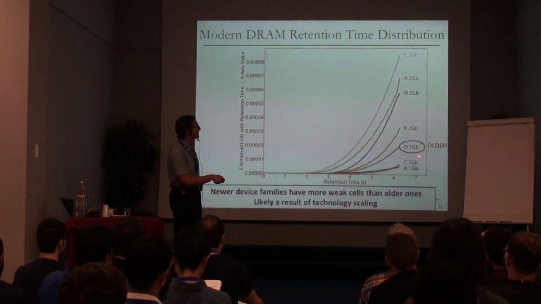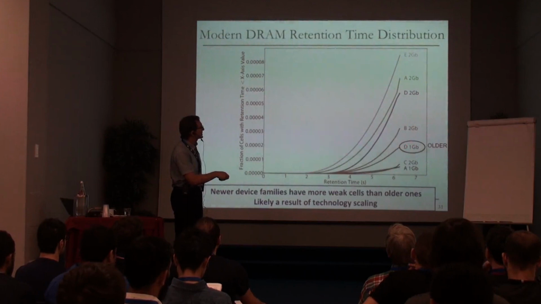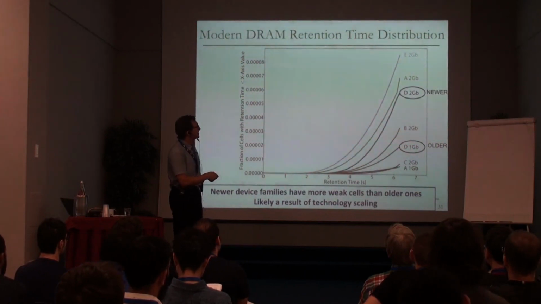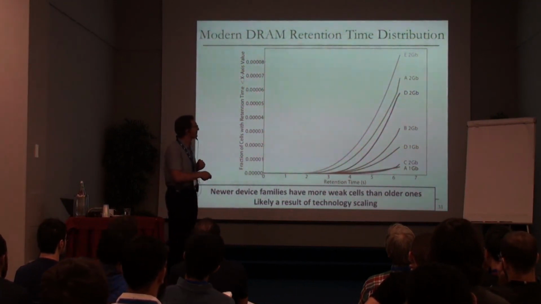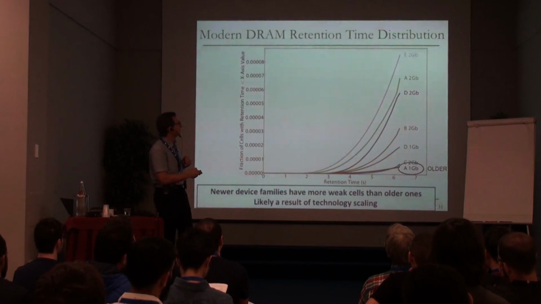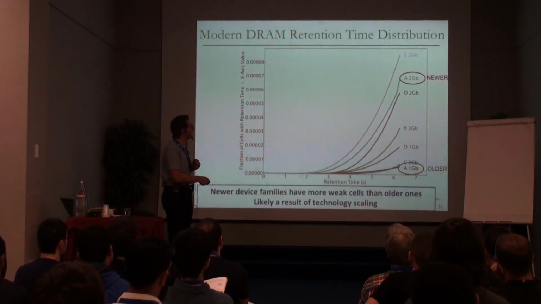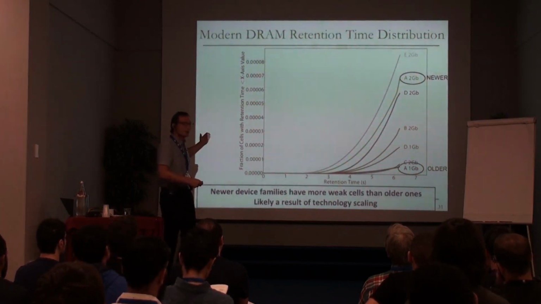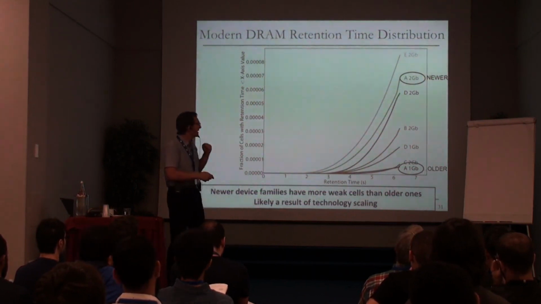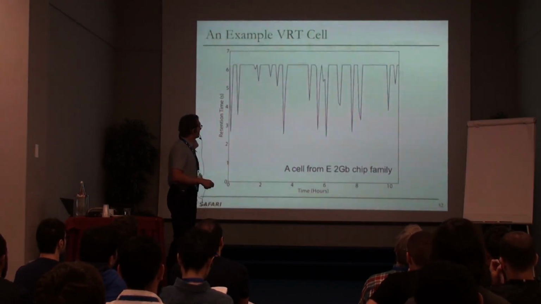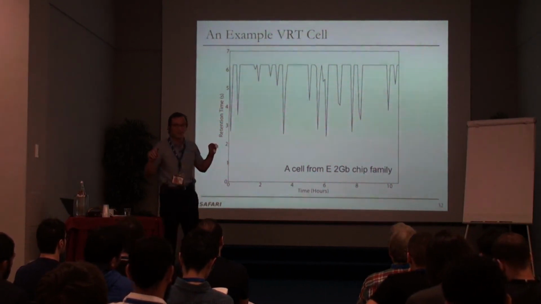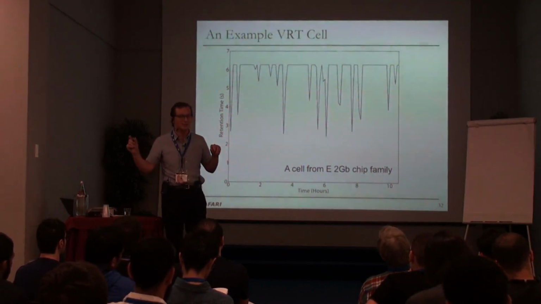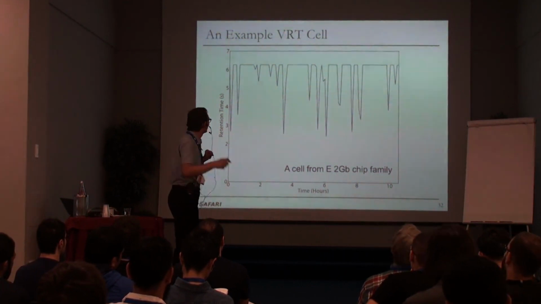For example, this is an older technology. The curve looks like this. This is the same manufacturer with a newer technology. The curve shifts to the left, meaning that your retention times are reducing overall. That's true for all manufacturers again. Older technology, newer technology, the curve shifts to the left. You have more cells that have smaller retention times. This is the phenomenon. Again, this is real data from one of the other manufacturers. We had tested 5 manufacturers over here because, believe it or not, there are some small DRAM manufacturers that exist.